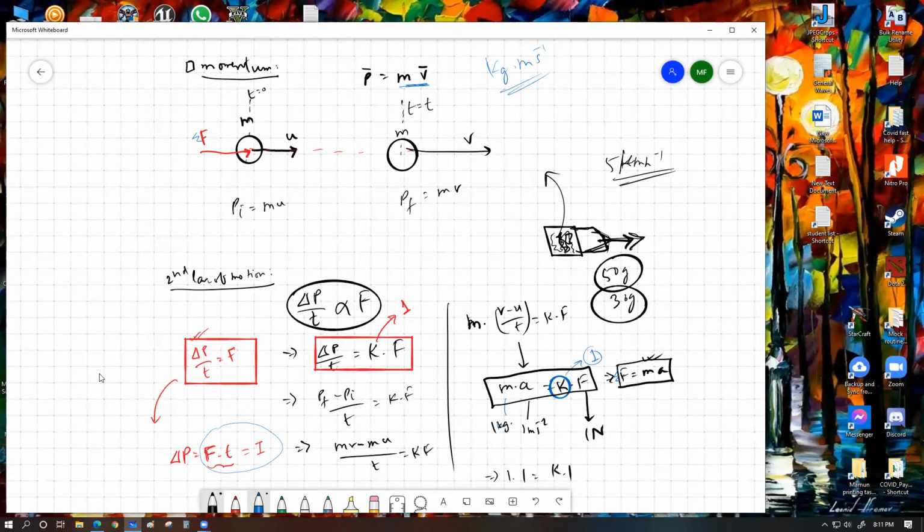Yes, the total amount of force that we're applying is becoming bigger.